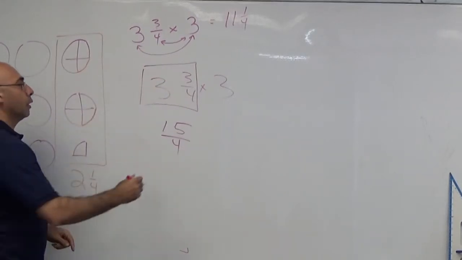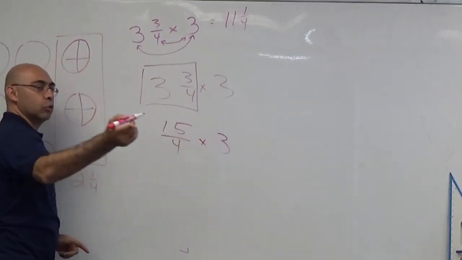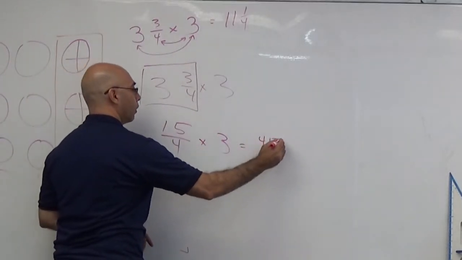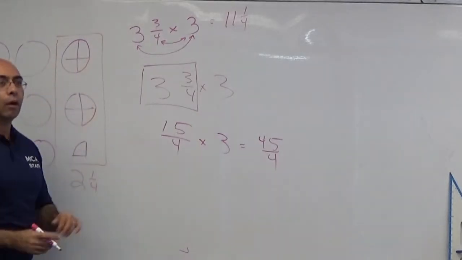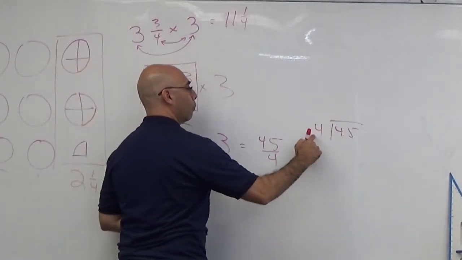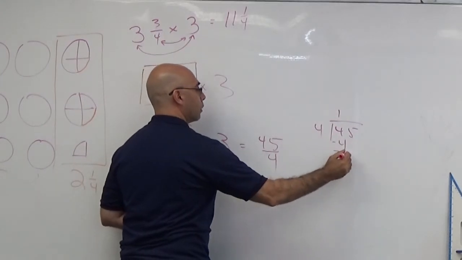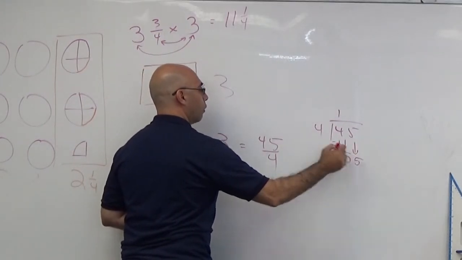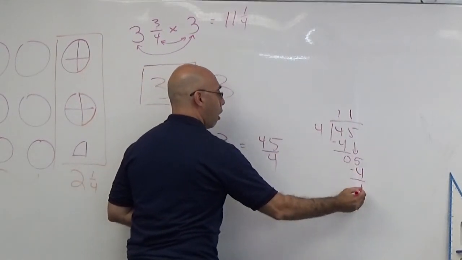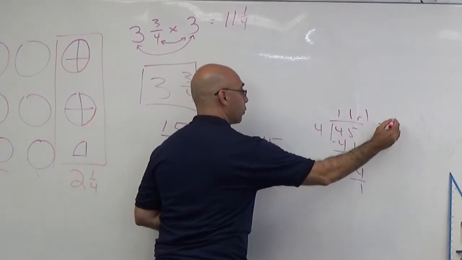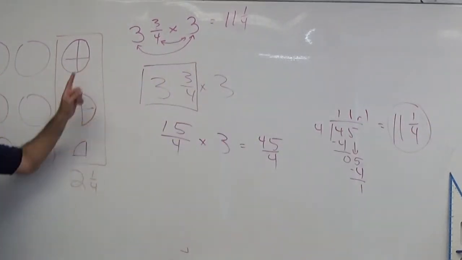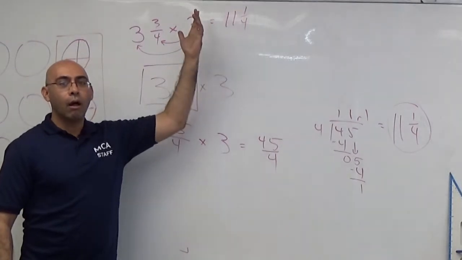And I multiply that by 3. 15 times 3 is 45 over 4. What would happen if I did 45 divided by 4? 4 goes into 4 once. Drop the 5. 4 goes into 5 once. 11 remainder 1, which means your answer is 11 and 1/4. Look at that.